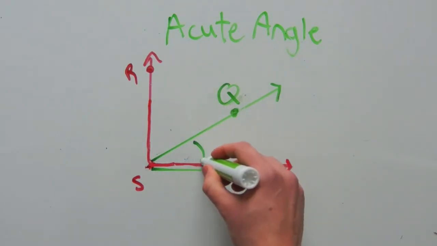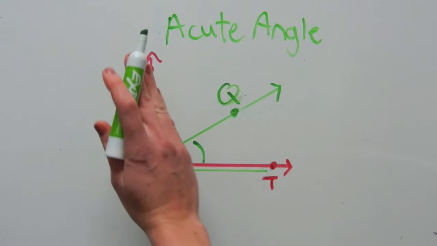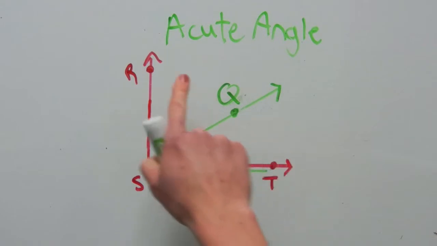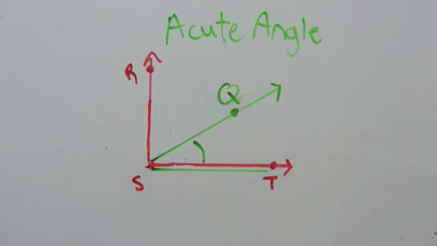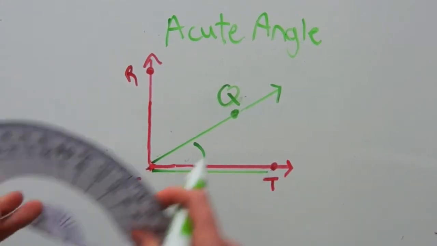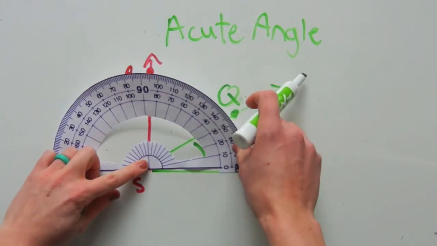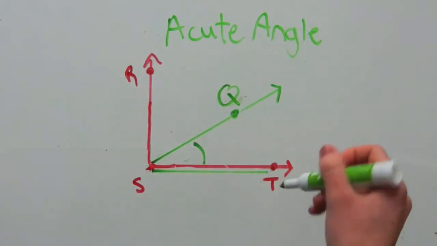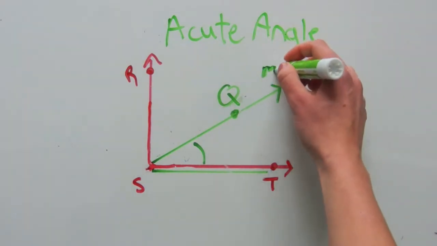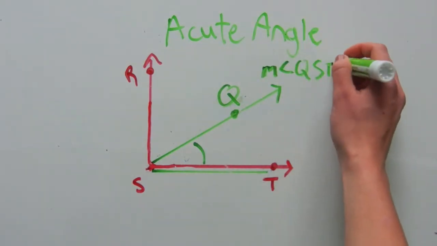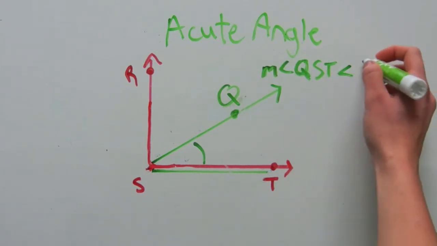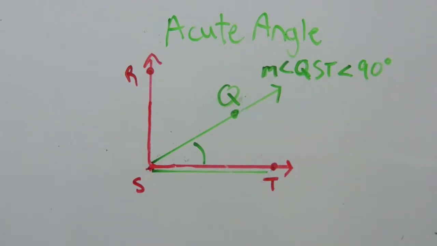So this measure is less than 90 degrees because we can see that 90 degrees is RST and QST is less than that 90 degrees. If we were to measure it, we can see on the protractor that it is about 35 degrees. So for an acute angle, the measure of angle QST has to be less than 90 degrees. Let's look at one big example.